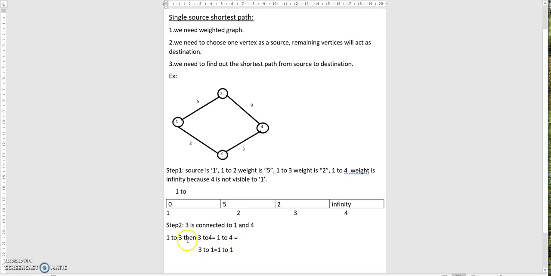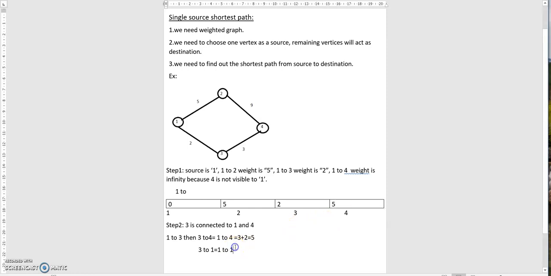That means 3 to 4, how much? 3 to 4 is 3. And I also need to calculate 1 to 3. 1 to 3 how much? 2. 3 plus 2 is equal to 5. So 1 to 4 is equal to 5. Here 1 to 4 was infinity. Now I got 1 to 4 as 5. 5 is less than infinity, so change this infinity.